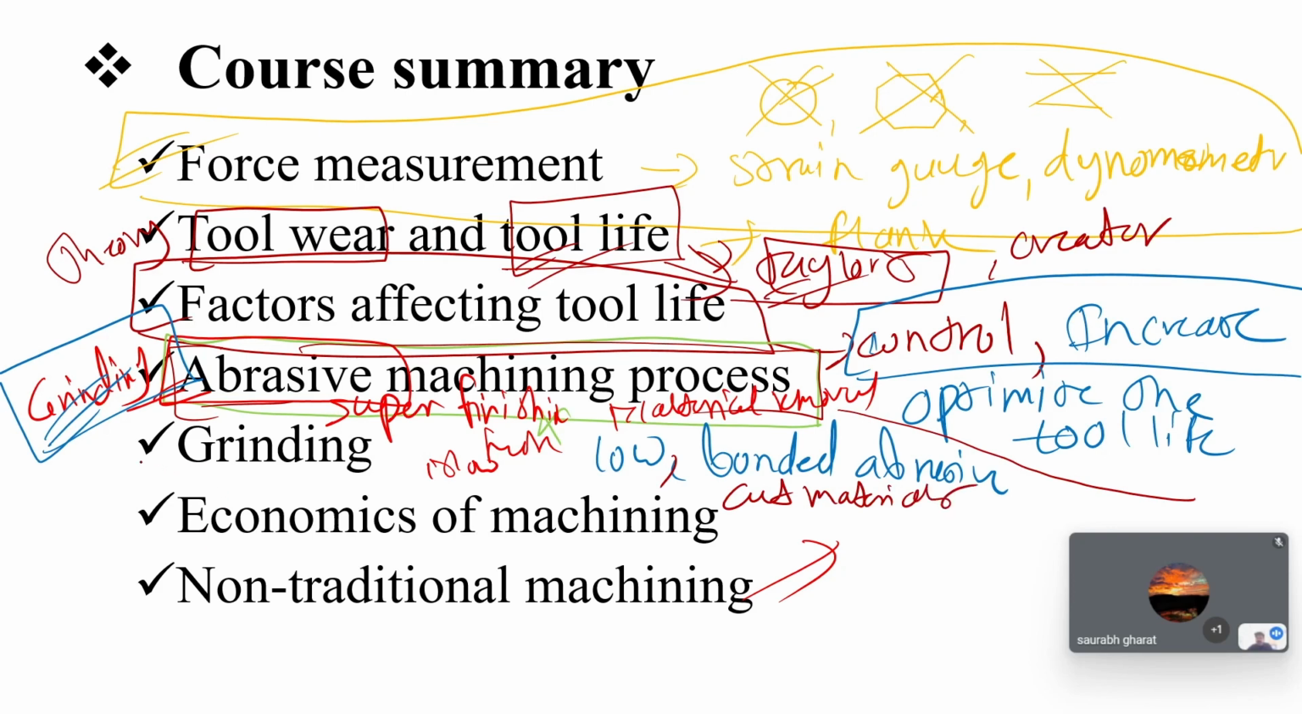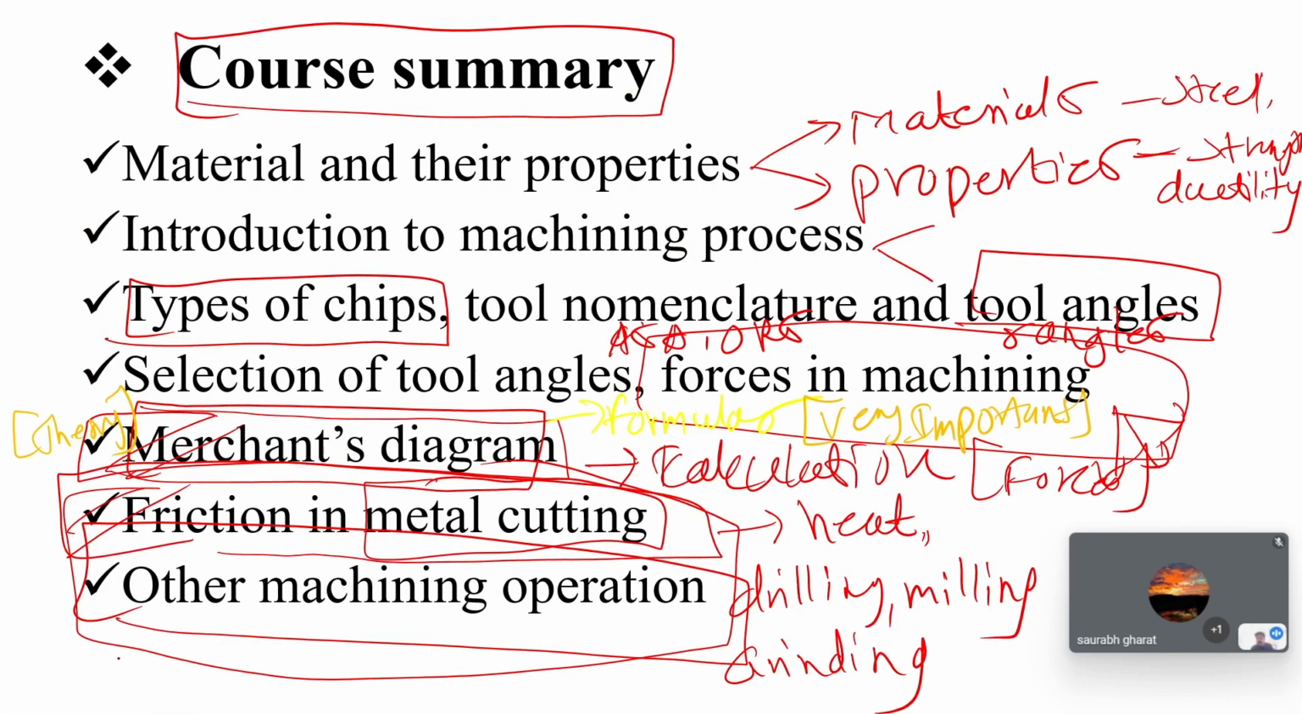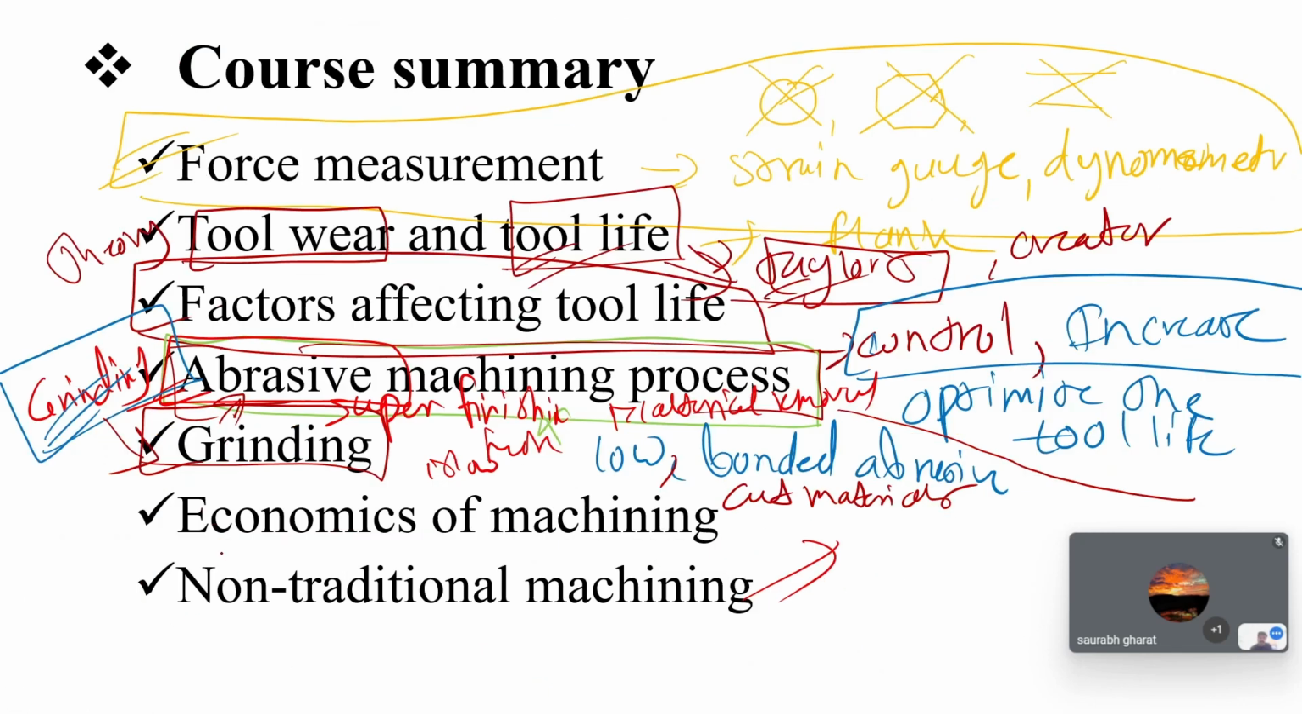Economics of machining: we see the grinding process here. I told you grinding is an abrasive machining process. So for grinding, you must consider everything about it. Everything about milling too. I told you other machining processes mean milling, grinding, and drilling. So everything you must consider for these processes.